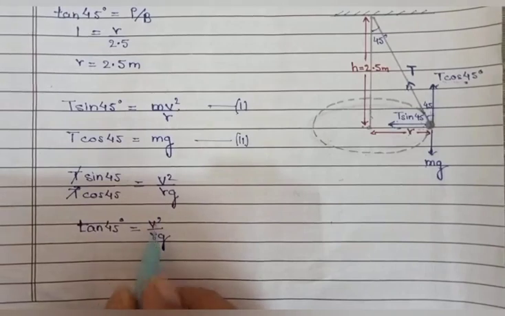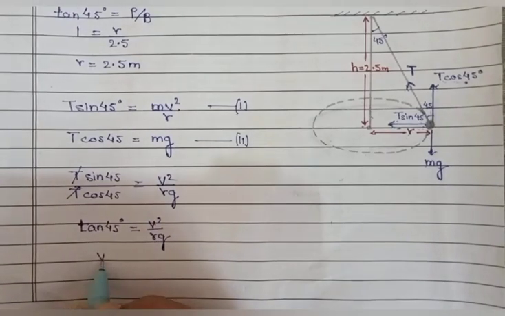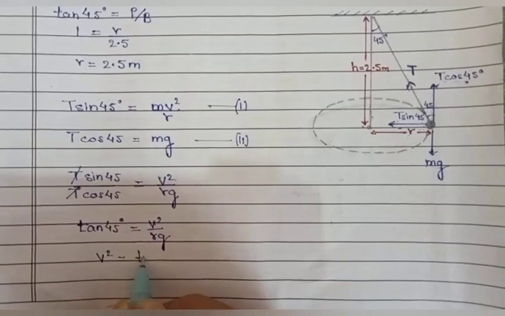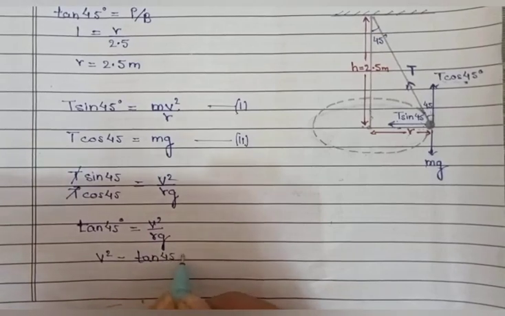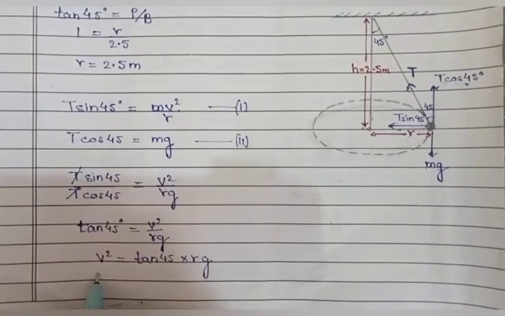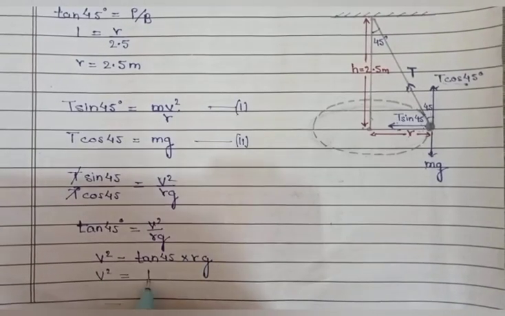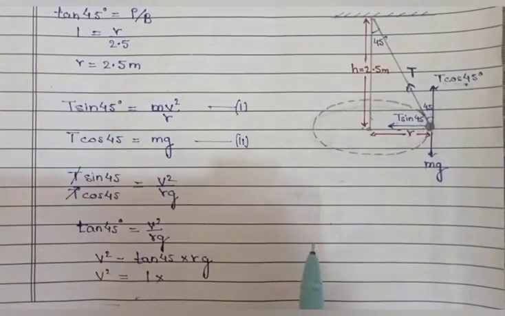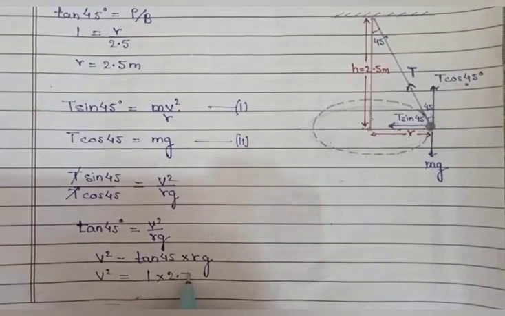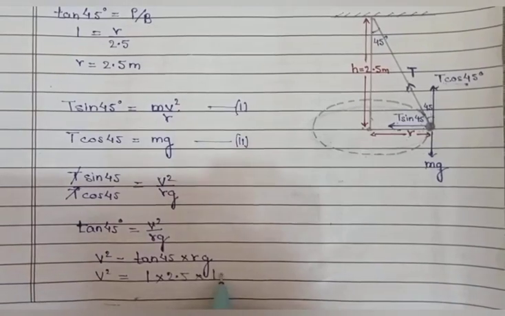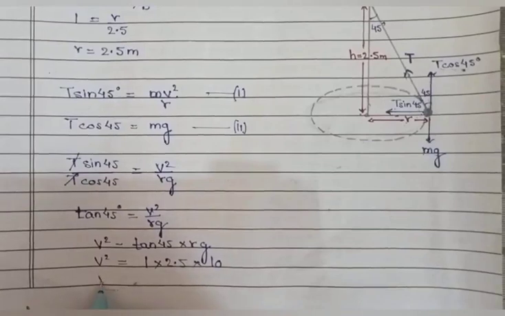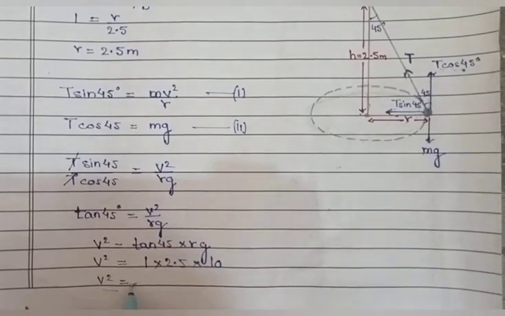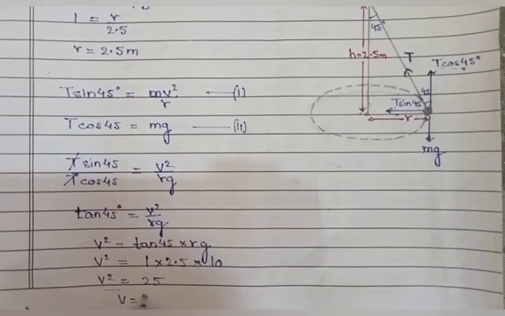Now let's substitute. So v square will be tan 45 into rg. Tan 45 is 1. Radius we have calculated as 2.5, and gravity in the question is given as 10. So we are getting v square is equal to 25. So from here we can get v as 5.